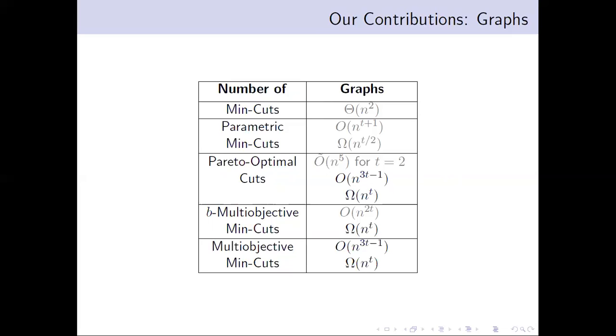Our main contribution is an O of n to the 3t minus 1 bound on the number of multi-objective min cuts. We will show this in this talk. Note that this also implies a matching bound on the number of Pareto optimal cuts by our previous observation, and that this n to the 3t minus 1 bound matches the previous bound of Armon et al. for the t equals 2 case, as well as the n squared bound for the t equals 1 case.